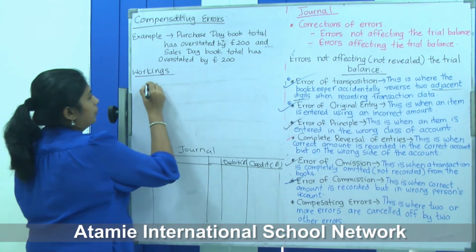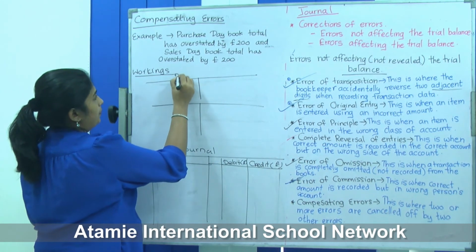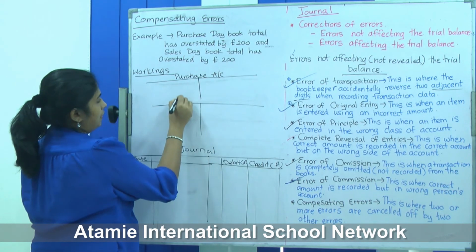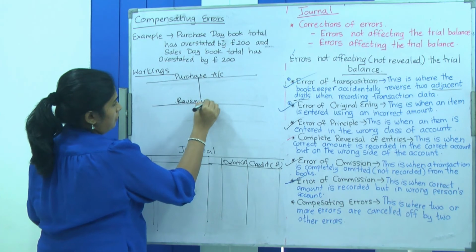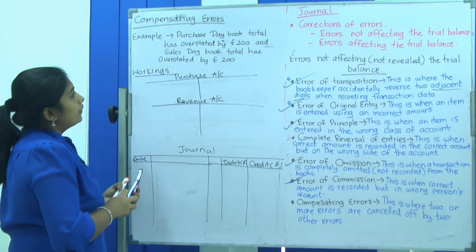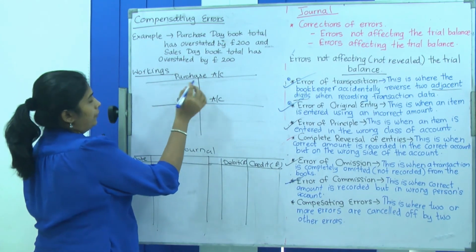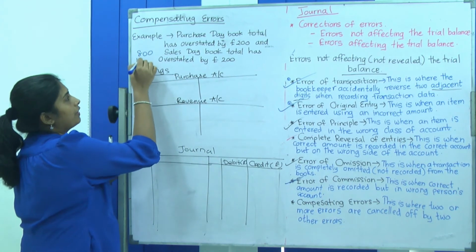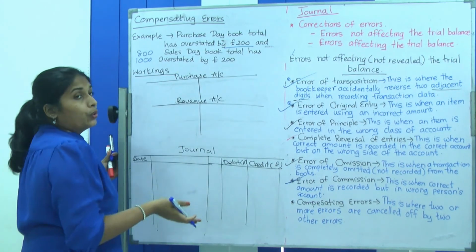So purchase day book, that means we are correcting in purchase accounts. So purchase, the error relates with purchase account and revenue account or sales account. What has happened according to this error, overstated, that means purchases are on the debit side. For example, it should be 800, but they have recorded as 1000 in the purchases. That means 200 overstated or overvalued.